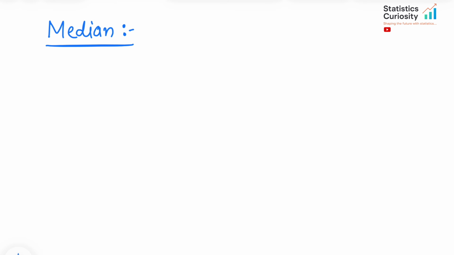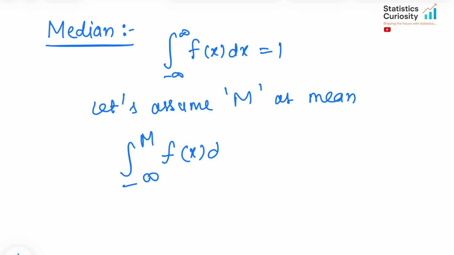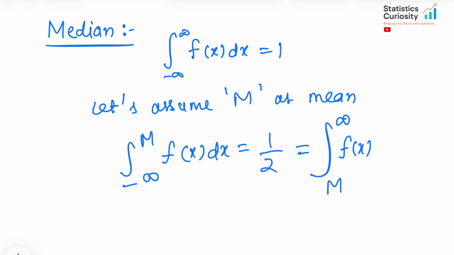Now we will prove the median. Okay. So we know the median is the mid value of any particular distribution, and we also know the integration minus infinity to infinity f(x) dx is always 1. And let's assume m as median. Okay, so minus infinity to m f(x) dx should be 1 by 2, or m to infinity f(x) dx should also be 1 by 2.